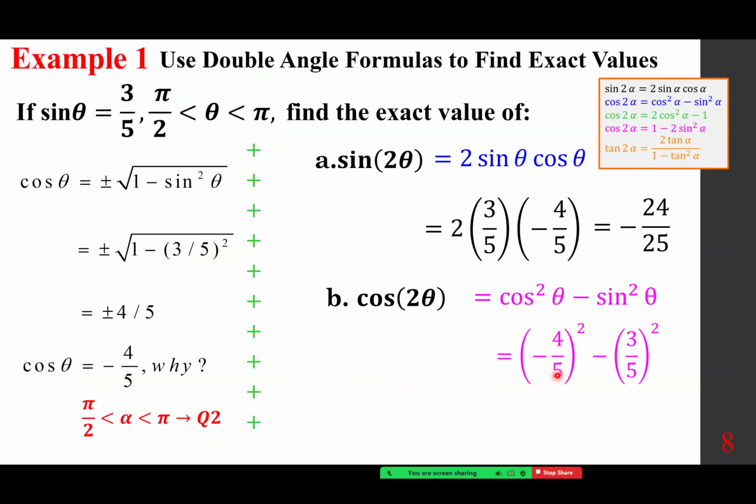So this is 16 over 25. This is 9 over 25. The difference is 7 over 25. And that's, again, the answer, so you don't have to worry about the sign. The formula will give you the proper sign.